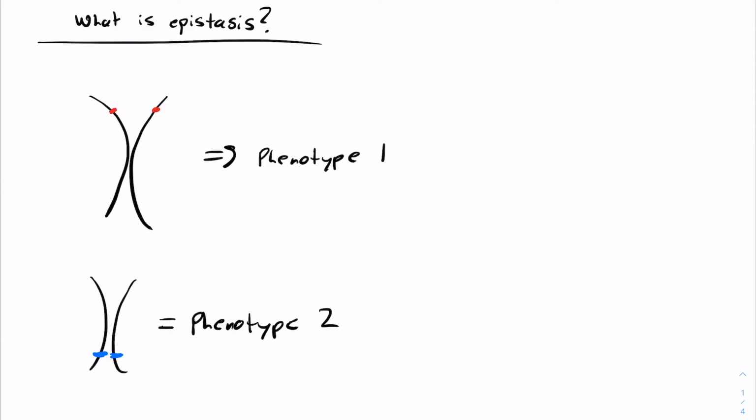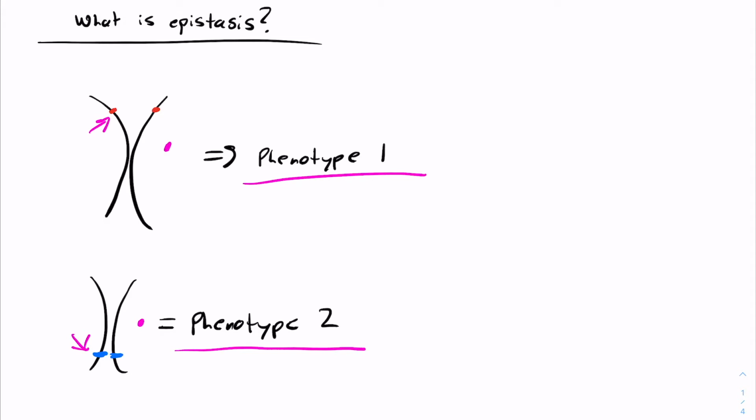Hello, today we're going to be talking about epistasis. Epistasis is basically the expression of different genes that influence a phenotype. So in this example, I have two chromosomes with different alleles expressed at different loci. So one over here and one over here. And then for this chromosome, we have one phenotype being expressed. And over at this chromosome, we have a different phenotype being expressed.